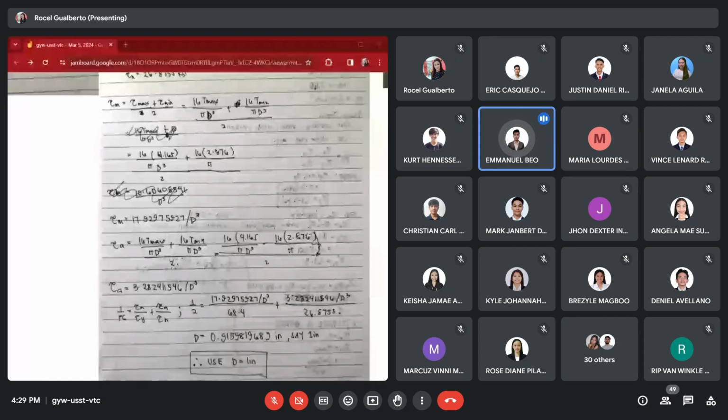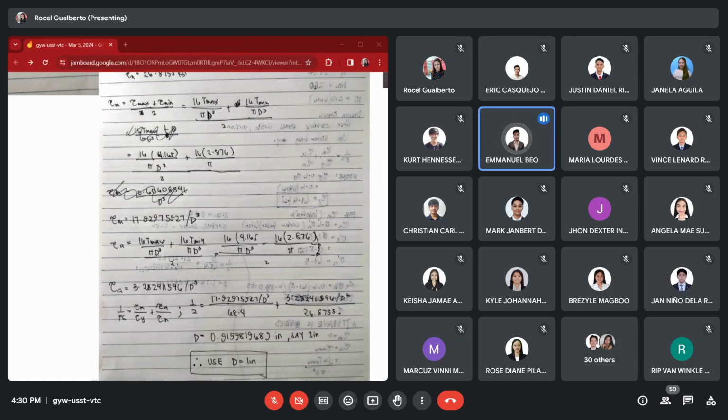And then substitute lang po natin yung value, magiging 16 times 4.165 all over pi d cube plus 16 times 2.876 all over pi d cube, all over 2. And then sa tau m po, ang nakuha po natin ay 17.92975927 all over d cube. And sa formula naman po ng tau a ay halos similar po ng sa tau m, pero ang nangyari lang po ay naging minus yung sa numerator. And ang nakuha naman pong value ay 3.282411546 all over d cube.